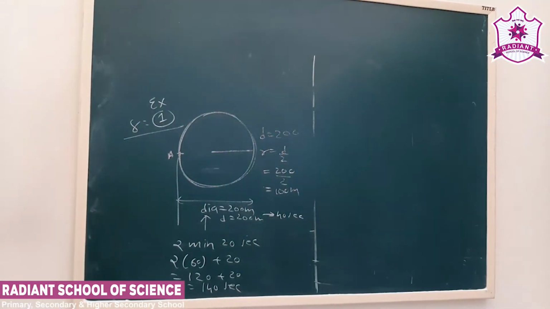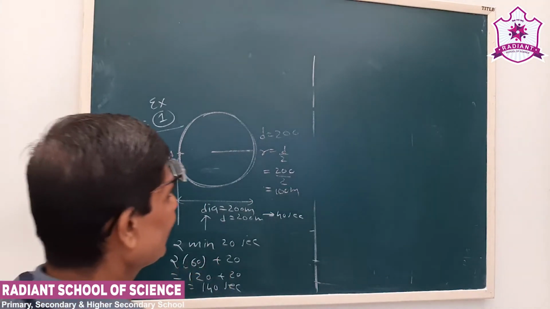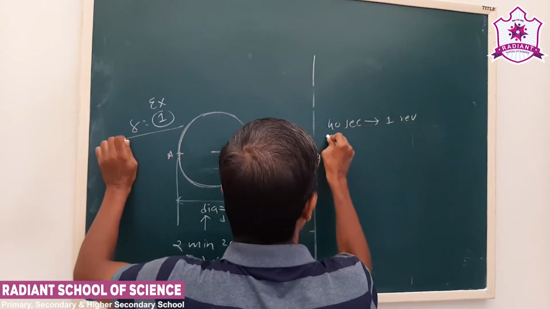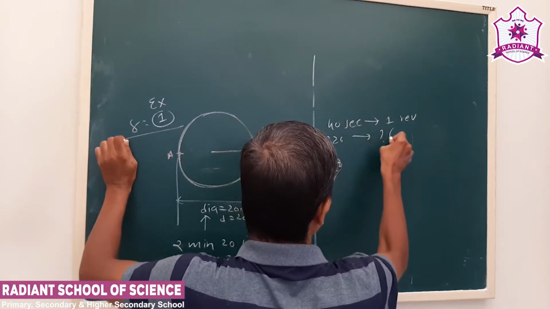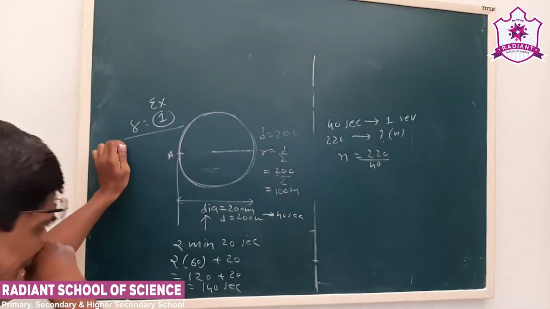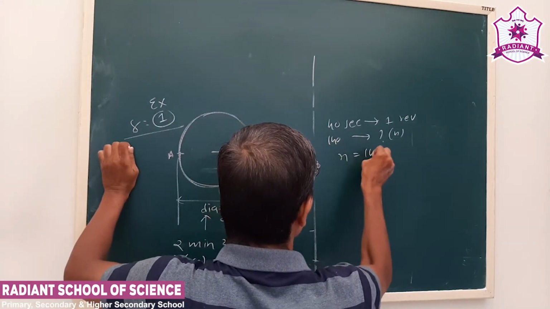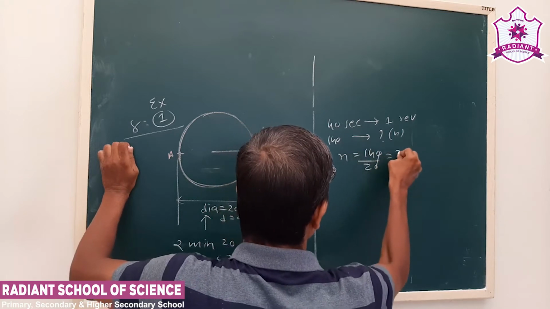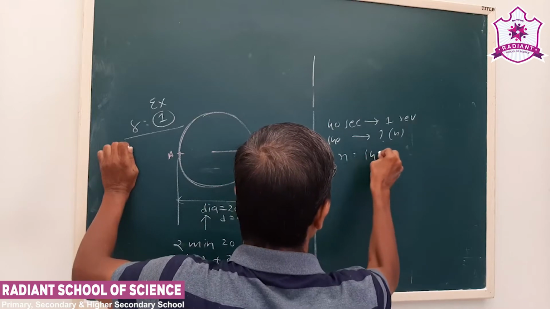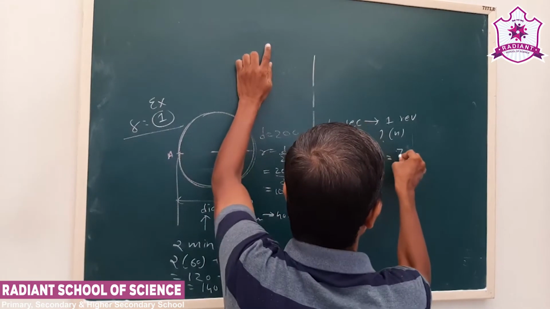Now as I calculated, 2 minutes 20 seconds is 140 seconds. So how many revolutions? In 40 seconds there will be one revolution. In 140 seconds, how much? This is the number of revolutions: 140 upon 40. See, 14 by 4 is 7 by 2.